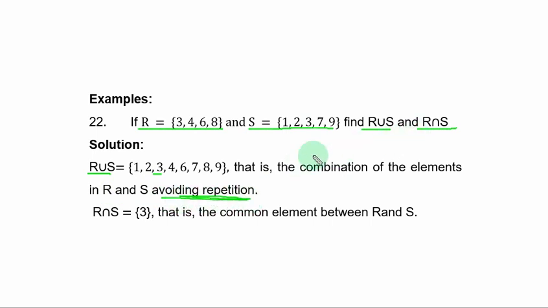The second one is the intersection of both sets. The common element or elements in both sets. In this case, just element 3 is common. With this, you have answered the question.